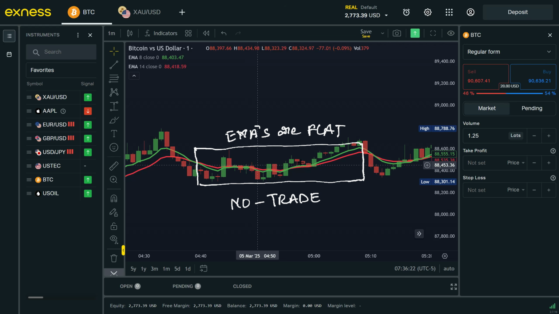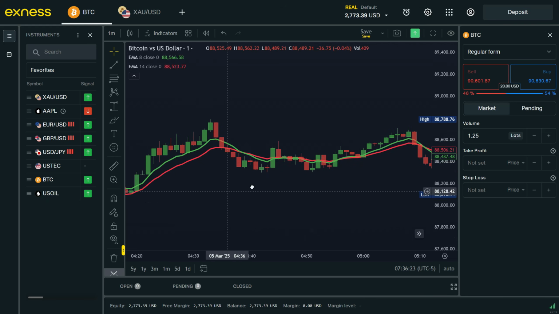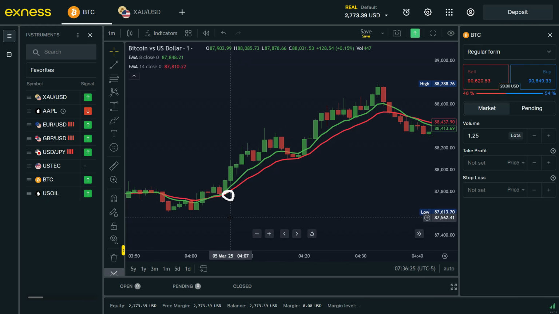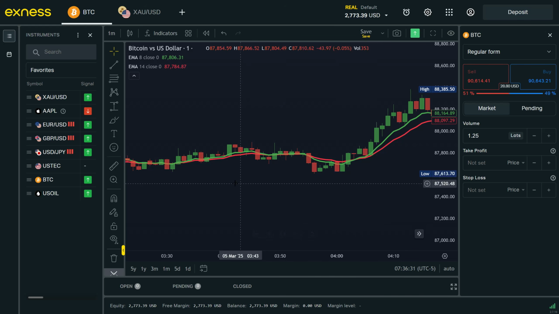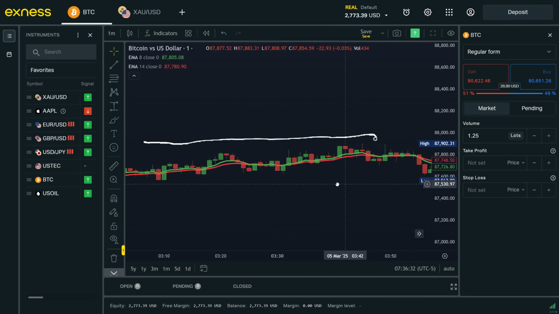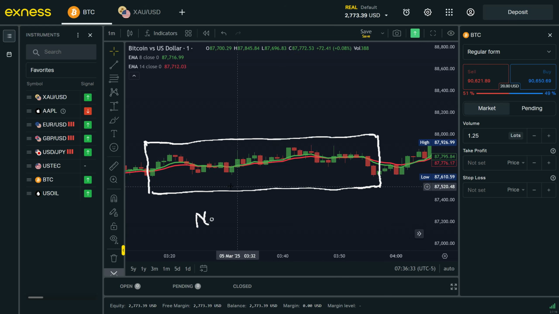If we enter a trade in such conditions, there's a high chance of getting caught in false breakouts or choppy price action, leading to unnecessary losses. So, the best approach in these situations is to wait for a clear crossover and strong separation between the EMAs. This ensures that the market has picked a direction, giving us a high probability trade setup. Let's take a look at another example to better understand the no trade zone. Notice how in this particular scenario, the green EMA 8 period and the red EMA 14 period are very close to each other, almost moving together without much separation.